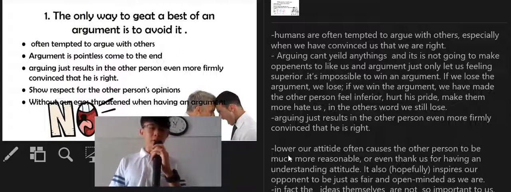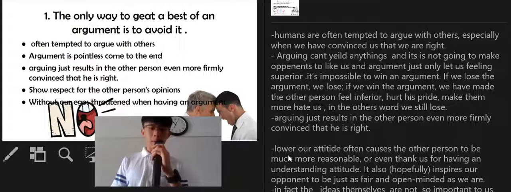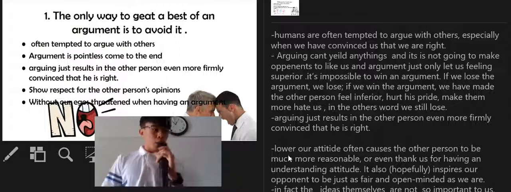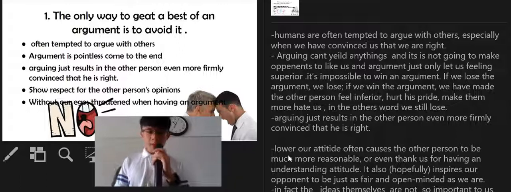Lowering our attitude often causes the other person to be much more reasonable, or even thank us for having an understanding attitude. It also inspires our opponent to be just as fair and open-minded as we are, without our egos being triggered when having an argument. In fact, the ideas themselves are not so important to us, but our self-esteem, which is threatened when we are told by someone that we are wrong.